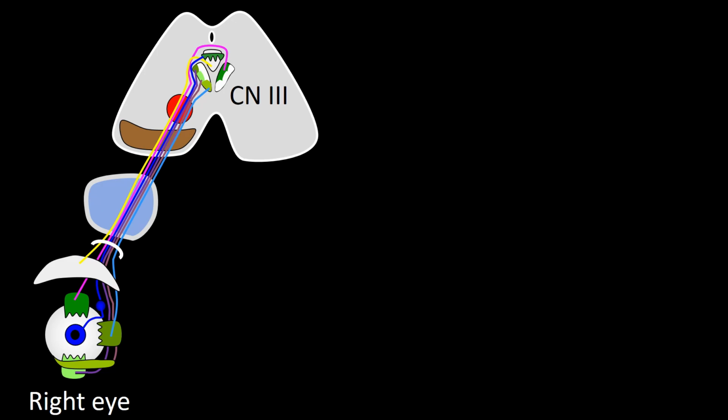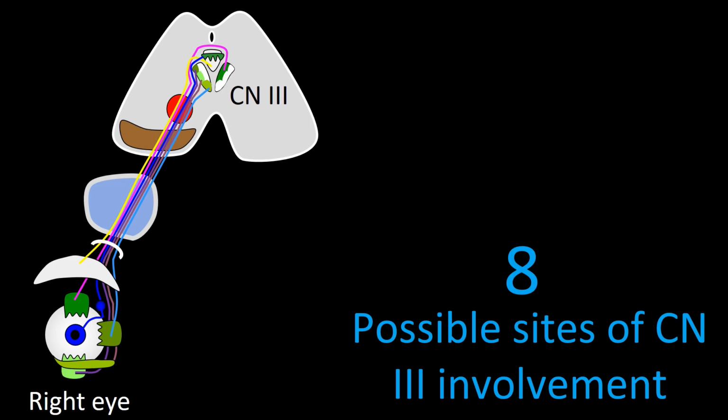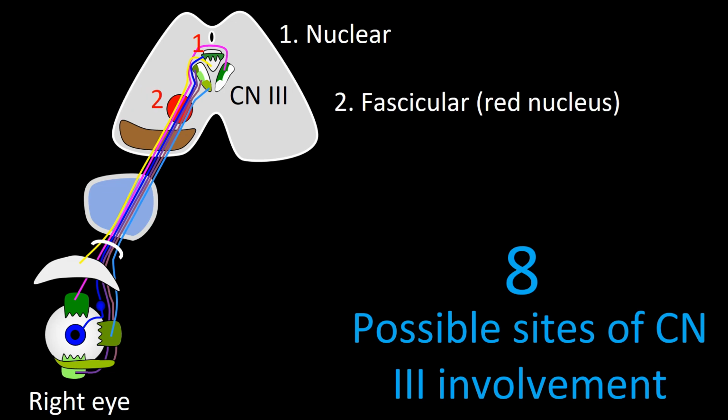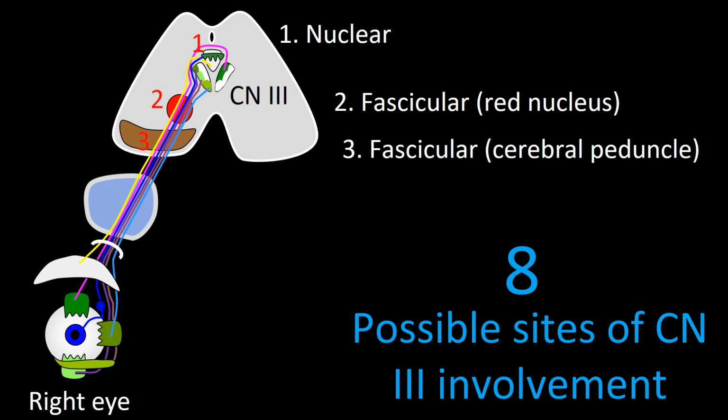Now that we have described the trajectory of cranial nerve 3 fibers, I will first list the 8 possible sites of cranial nerve 3 involvement that produce rather distinctive findings. The first one is called nuclear. The second one, fascicular red nucleus. The third one, fascicular cerebral peduncle. The fourth one, cisternal.